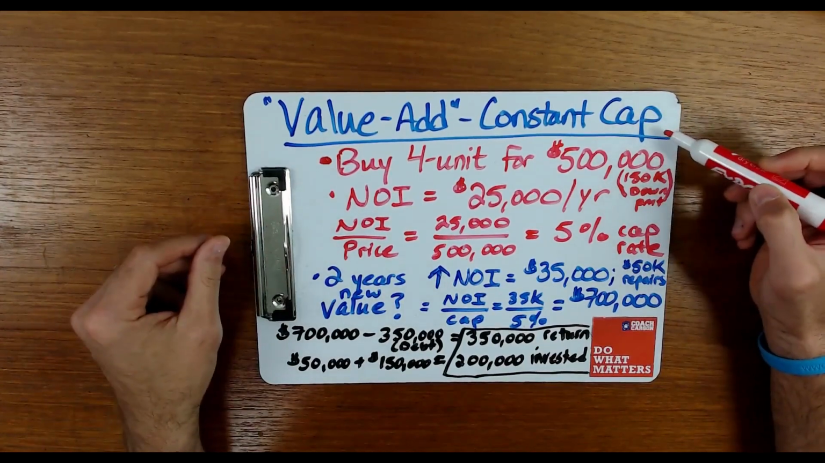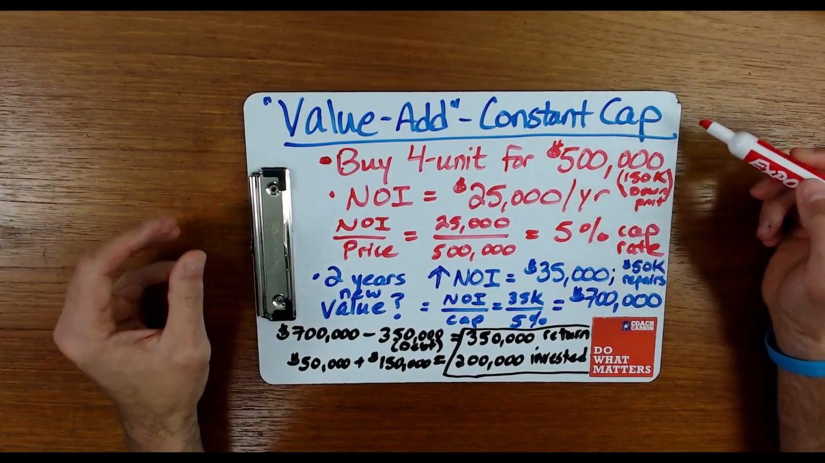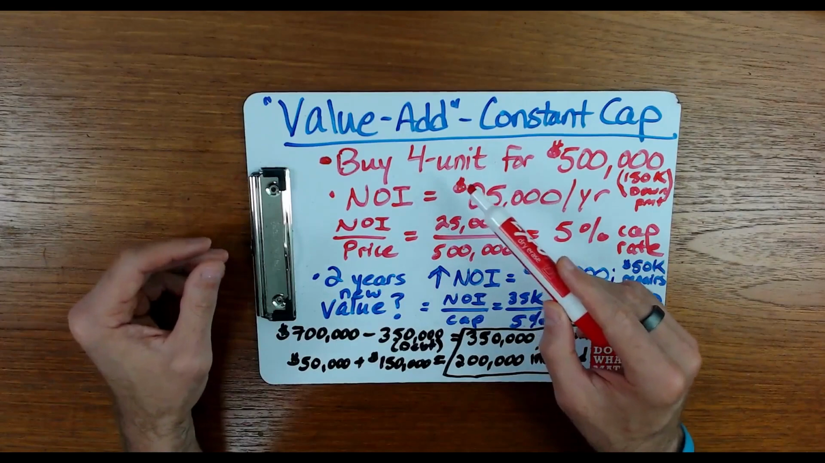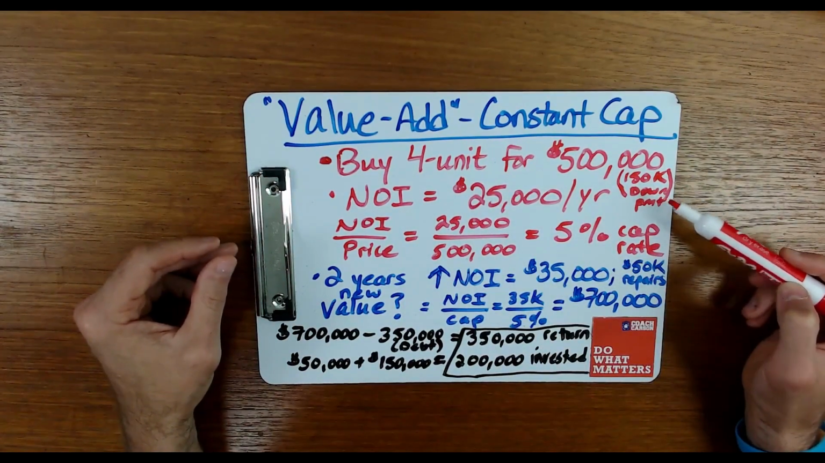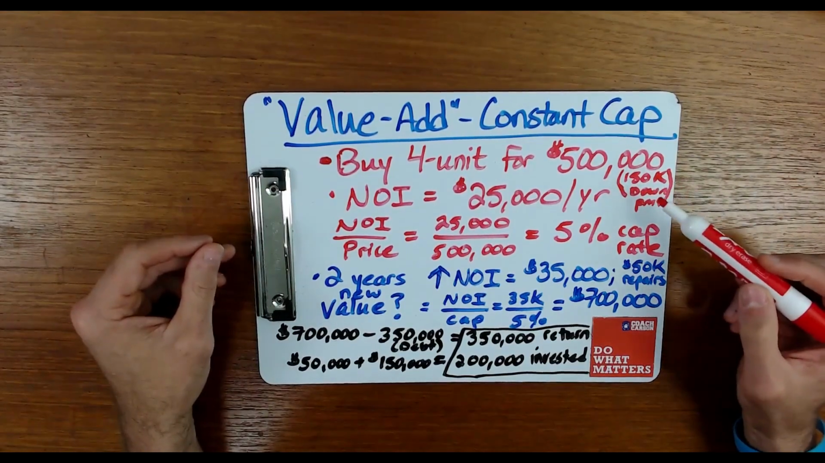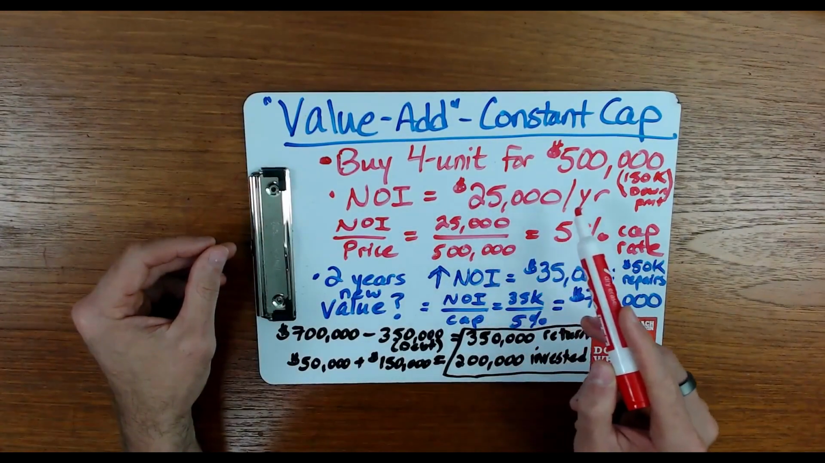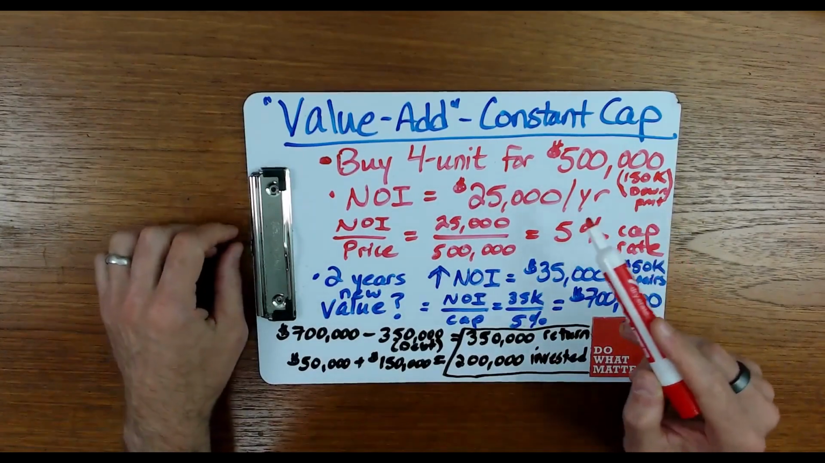And we're going to assume in this case that the cap rate is constant, so the cap rate's the same at the beginning and the end of your deal. Let's say you buy a 4-unit apartment rental property for $500,000. You put $150,000 down, that's about 30%, and you're going to have to get a $350,000 mortgage. We're going to have $25,000 per year upfront net operating income. So that's how the property was performing when you first buy the property.